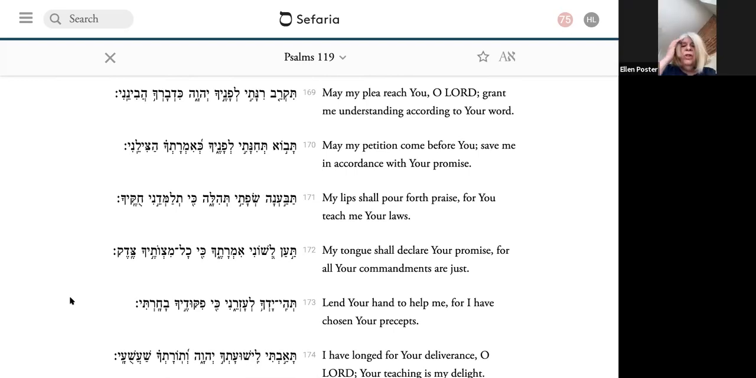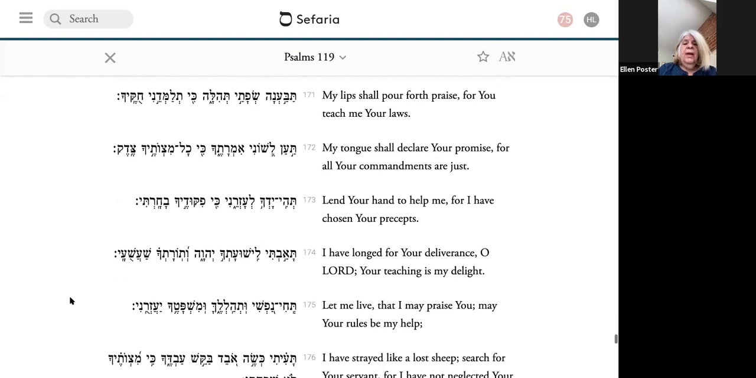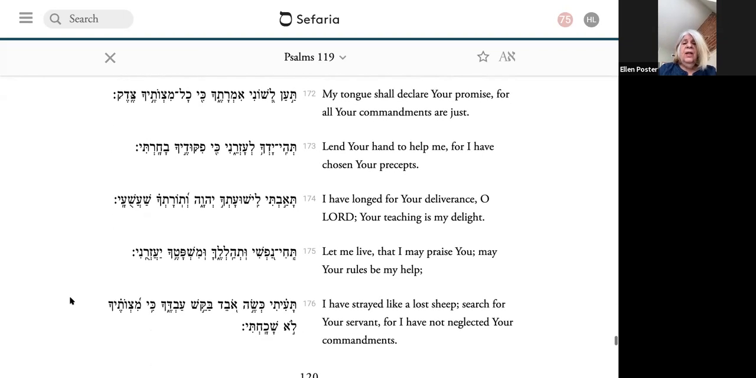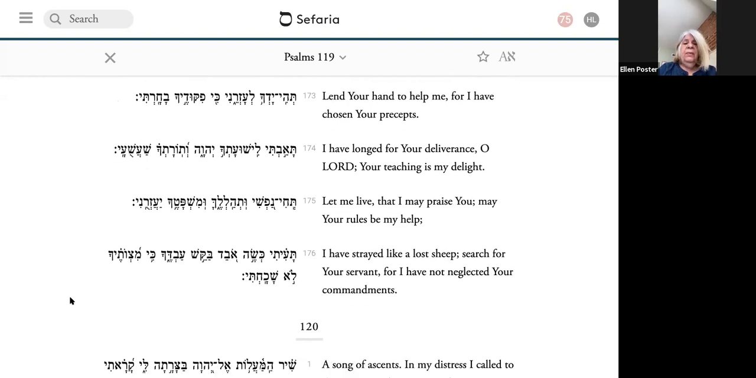May my plea reach you, Hashem. Grant me understanding according to your word. May my petition come before you. Save me in accordance with your promise. My lips shall pour forth praise, for you teach me your laws. My tongue shall declare your promise, for all your commandments are just. Lend your hand to help me, for I have chosen your precepts.